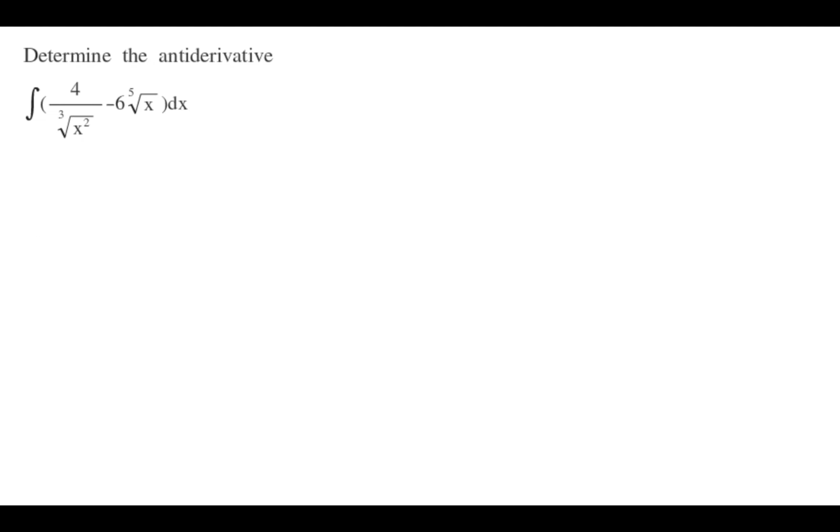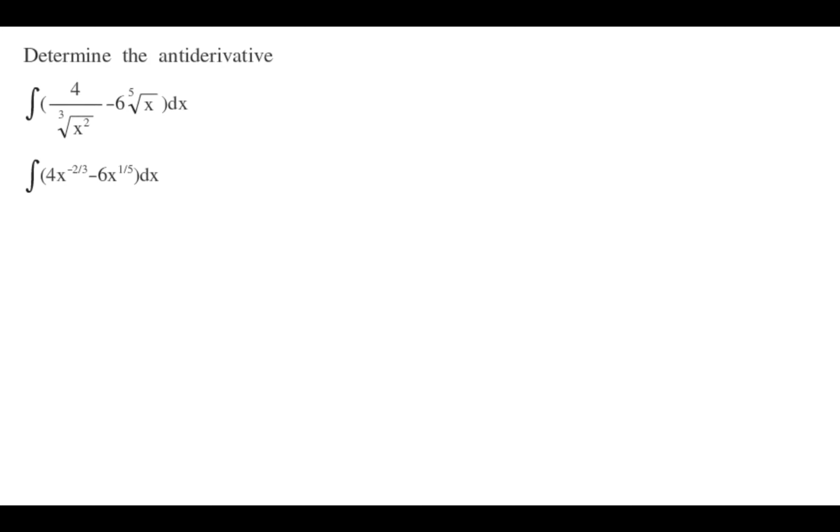The next problem is the integral of 4 over the cube root of x squared, minus 6 times the fifth root of x dx. Our first step in completing this is changing the roots into fractional exponents. So we get the integral of 4x to the negative 2/3 minus 6x to the 1/5 dx, and we do this so that it's possible to add 1 to the exponent when we are trying to determine the antiderivative.